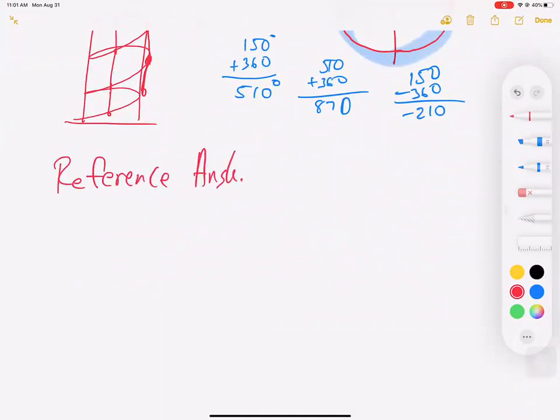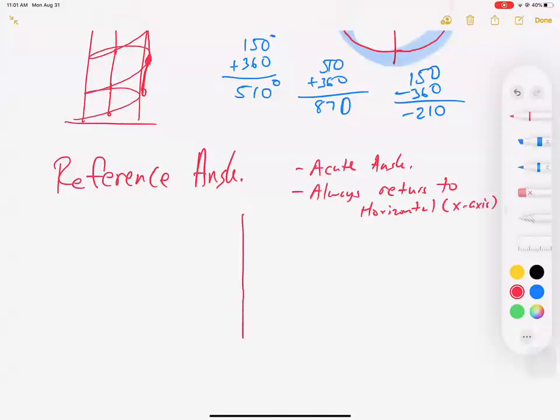A reference angle is going to be super useful to us coming up, but we have to learn the basic principle of what a reference angle is. So the reference angle is an acute angle, so it's always an angle between 0 and 90. And the second one, it always returns to horizontal. And that's what we're talking about, the x-axis.